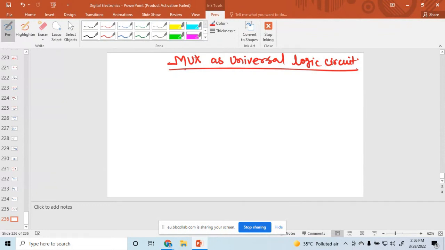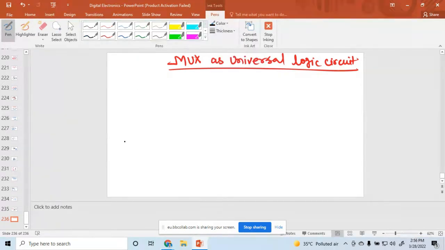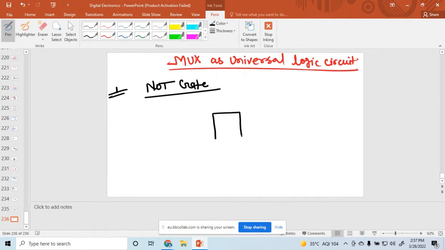Using a mux, you can design any other logic circuit. For example, suppose you want to design a NOT gate. Using a mux, you can design the NOT gate. So just now I'm taking one example for a NOT gate. So suppose here this is a 2 is to 1 mux.